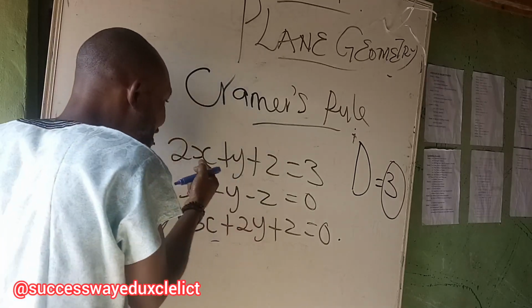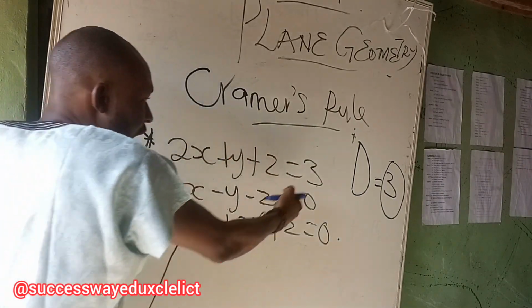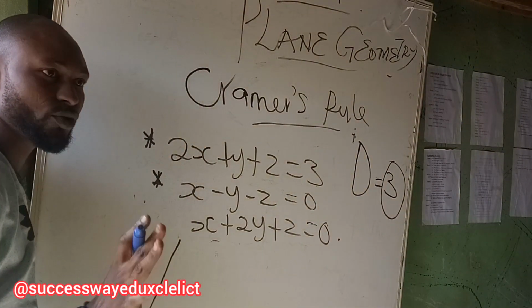If you are solving for y, here will be 2, 1, 1. Then you replace this coefficient here of y with these three values here. That is how to solve for y.